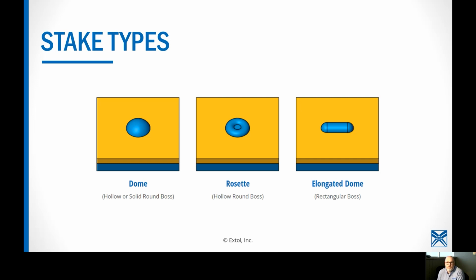InfraStake can produce multiple types of finished parts. Dome is what we would consider standard. The majority of the applications end up looking like this. However, we can do rosettes if that's what you would like. And if you had a tab style, that would result in an elongated dome like this. All three of these are very common, but dome is by far and away what we would recommend. It's typically easiest to keep in process in production.